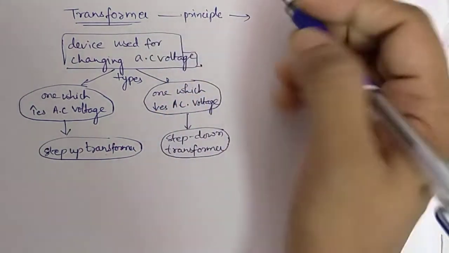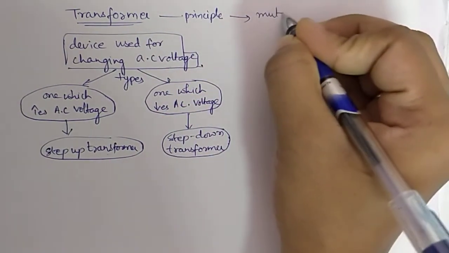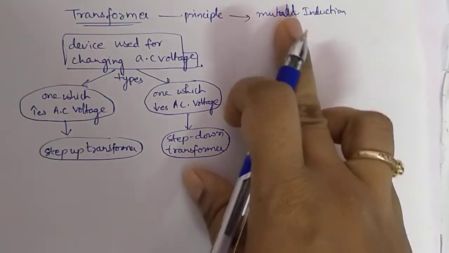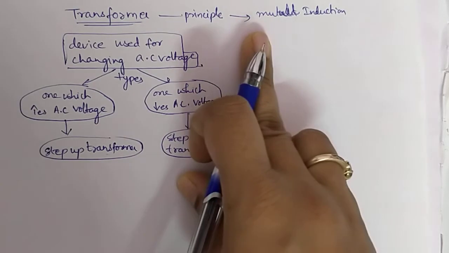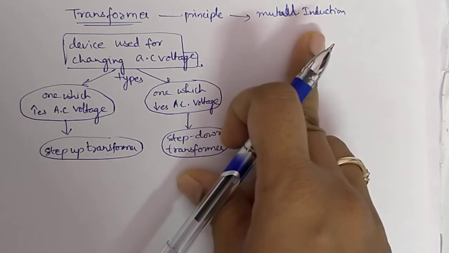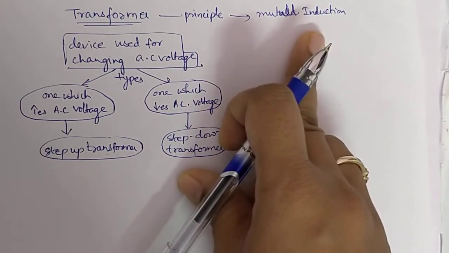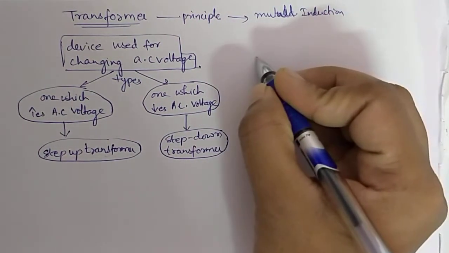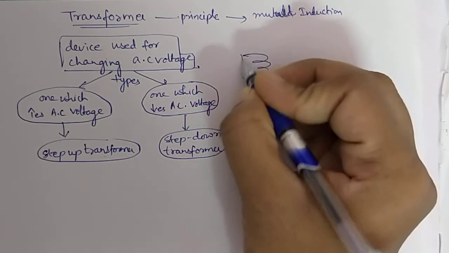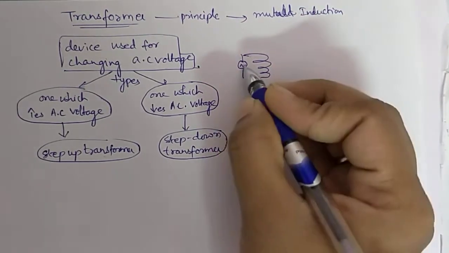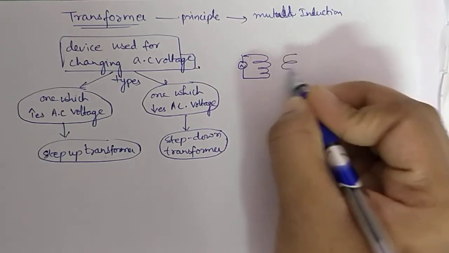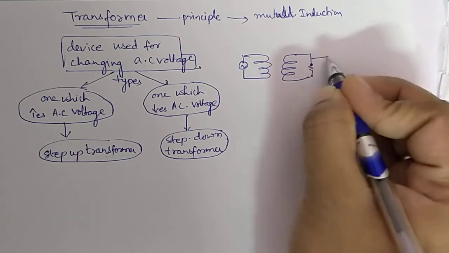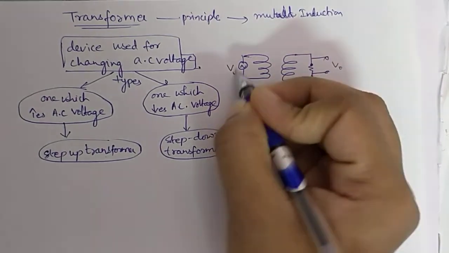Now the principle on which it depends is mutual induction. Mutual induction happens when there is a change in flux in one coil due to current in another coil. So there will be two coils. Here is one coil in which we connect our AC signal, and then there is another coil, a secondary coil, from where we will take output. So here is the input and here is the output.